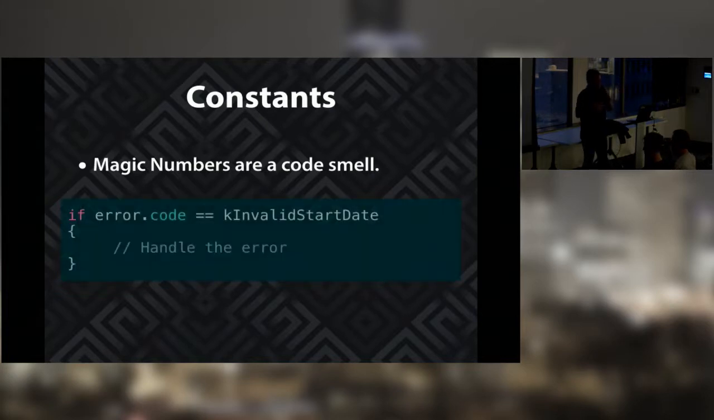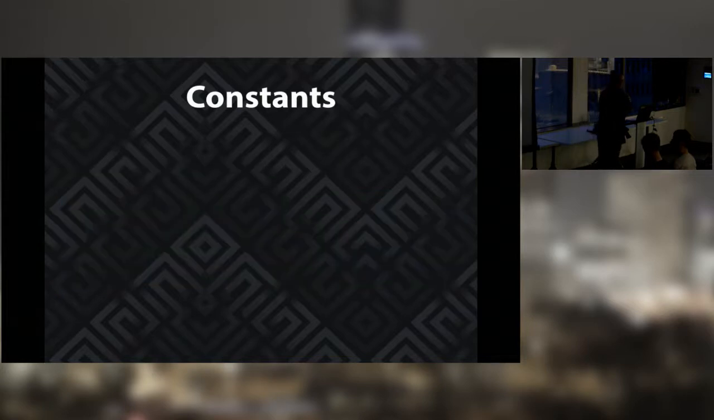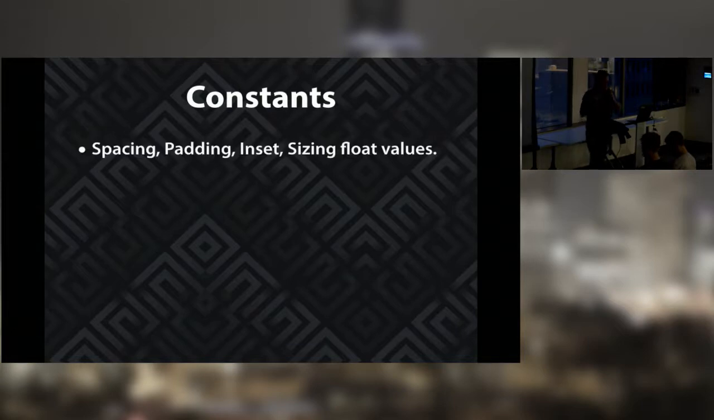Instead, we would do something like this, where we declare a constant saying what the error is, so we know exactly what this does when we're looking at it. This way our code is self-documenting and easier to parse. So when it comes to layout, we also want to avoid magic numbers. That means the values that we use for spacing, padding, and edge insets should all be constants.